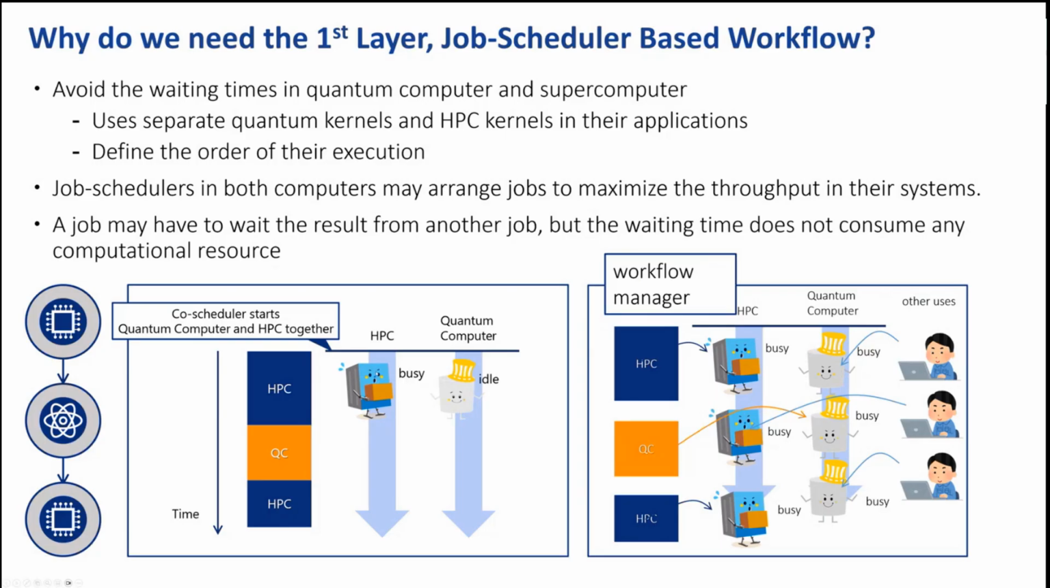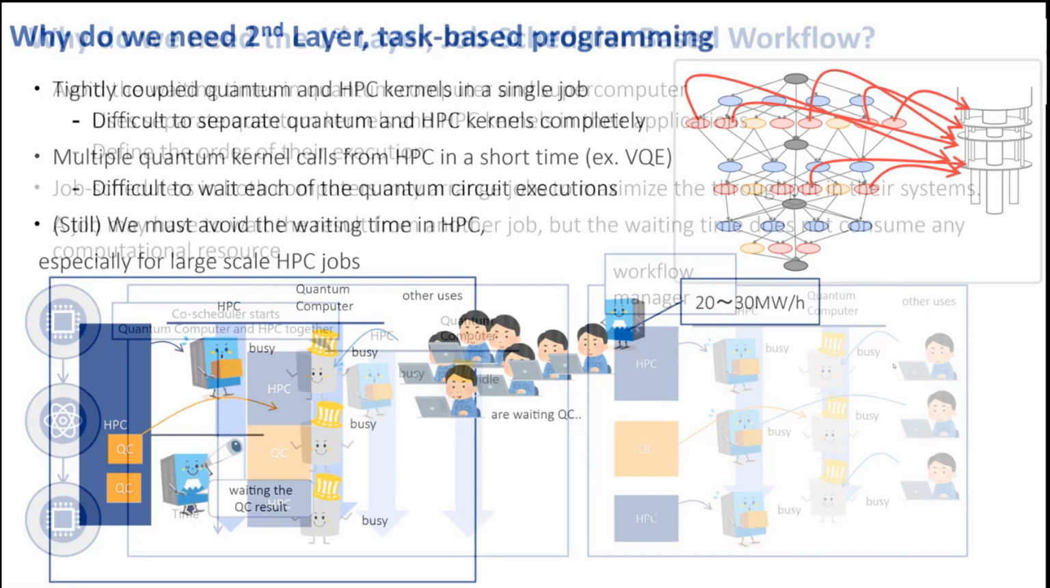Originally, we considered the image of the scheduler written on the left-hand side: start by reserving HPC and quantum resources simultaneously. But if a program is shaped like this, HPC then quantum, we cannot avoid idling time in one of them. On the other hand, if we use a workflow manager and submit jobs to the job scheduler, this kind of waiting time can be used effectively by different users. So this is the motivation of the first level.